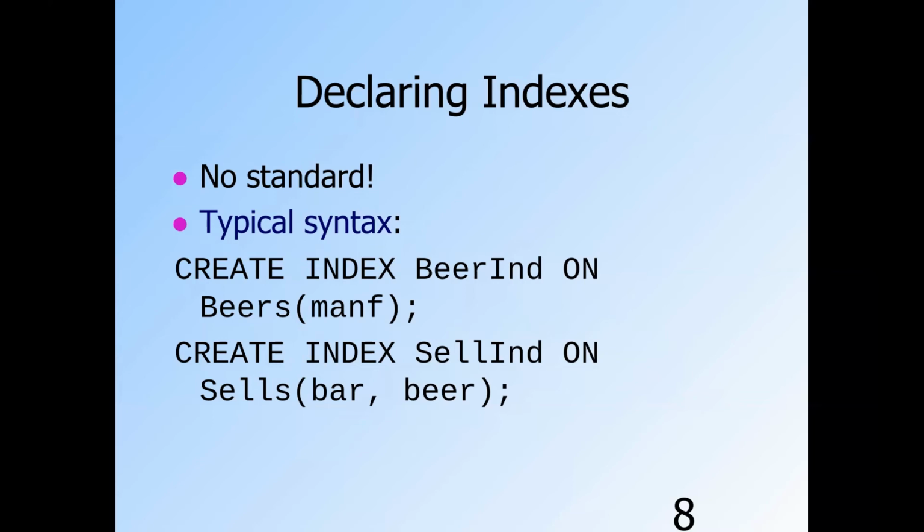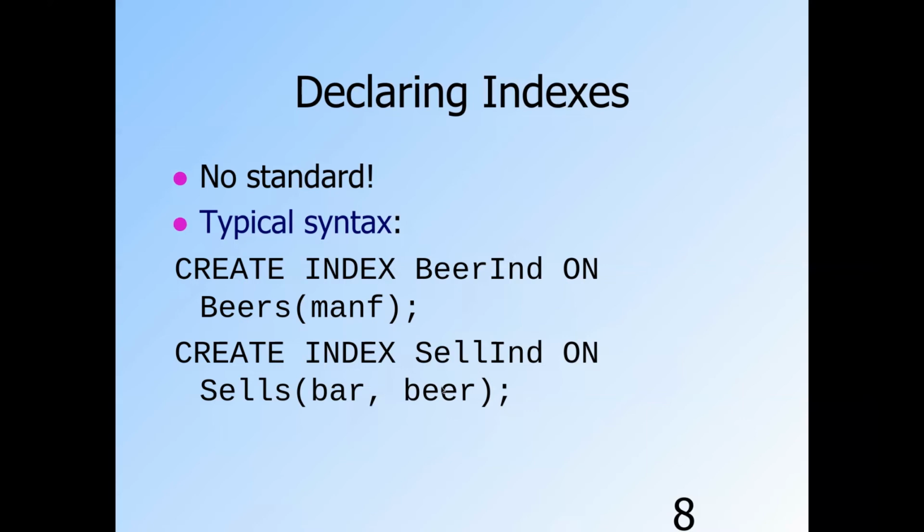But we could build an index on the person's name as well, right? So we could say, give me the people who have a particular name. If we have an index built there, we're going to get a major speed up. Another thing, if you look right here, you could also build indexes on pairs of attributes, right?